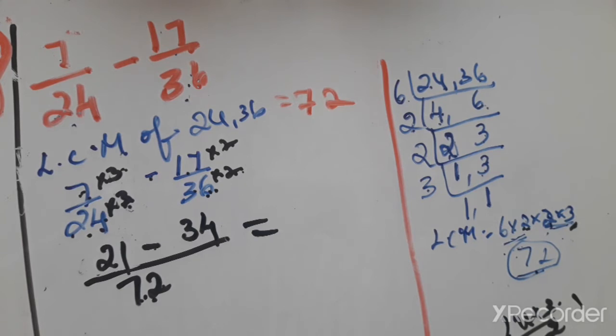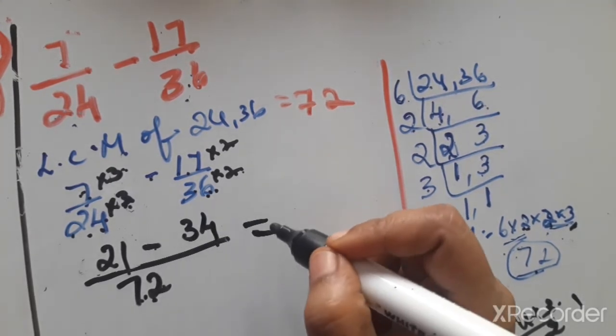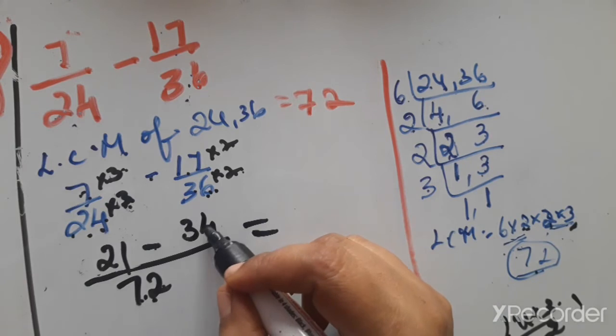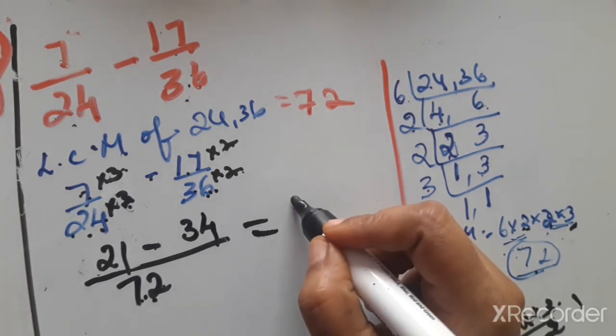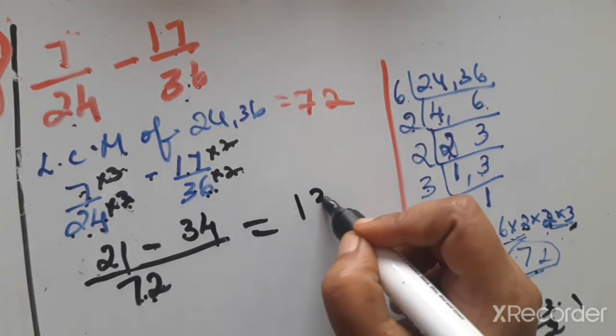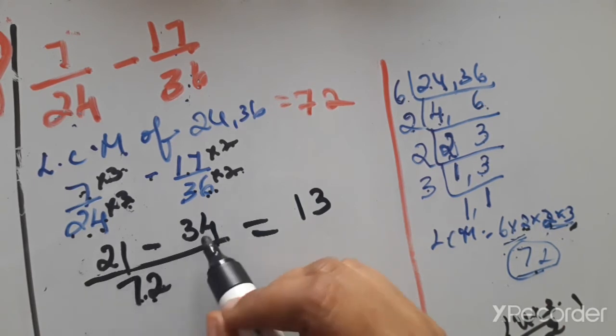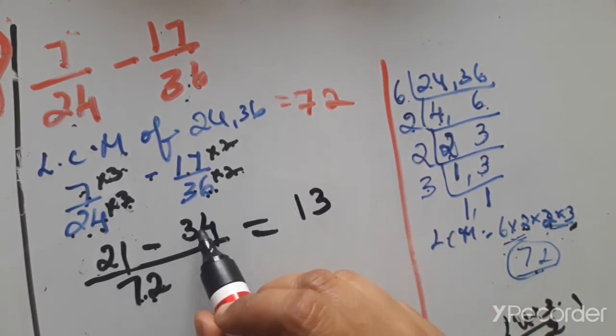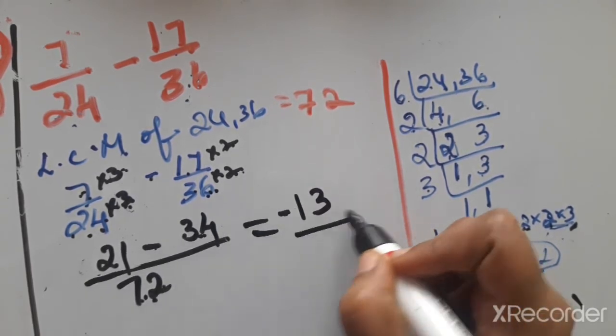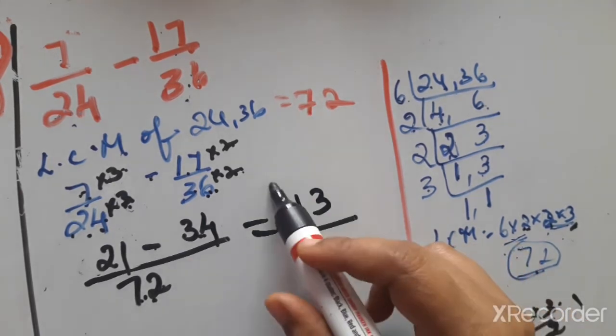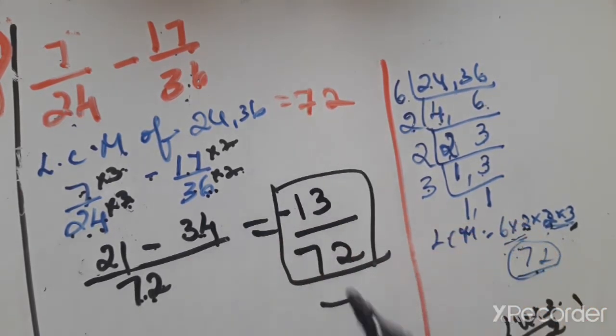21 minus 34 means, here the minus symbol is there. Subtraction. 21 minus 34 means it is 13. After subtraction the value is 13, and the greater number is 34, so the symbol is minus, 13 by 72. This is the answer.